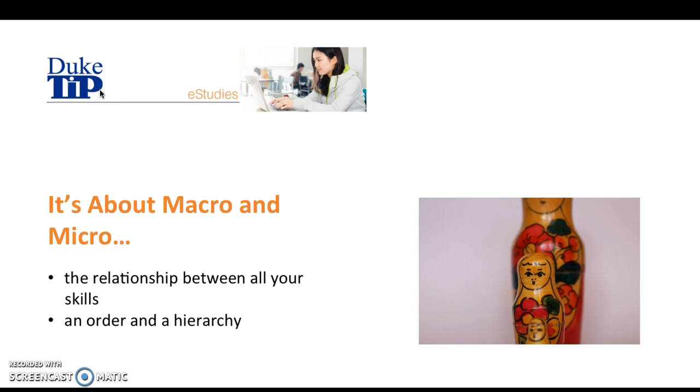Well, simply, and this Russian doll image is sort of emblematic of how we think of macro and micro. Big skills inside which are housed little skills. And if you start thinking right away about relationship among your skills, that there's an order and a hierarchy, it's going to really help you and your students in terms of mastery and what they accomplish by the end of the term.